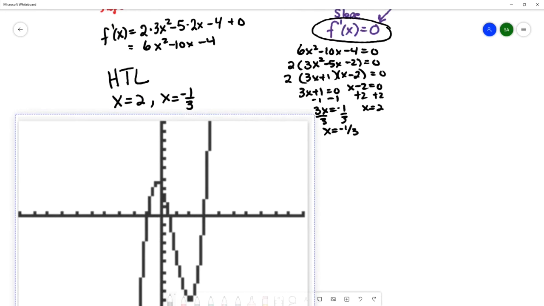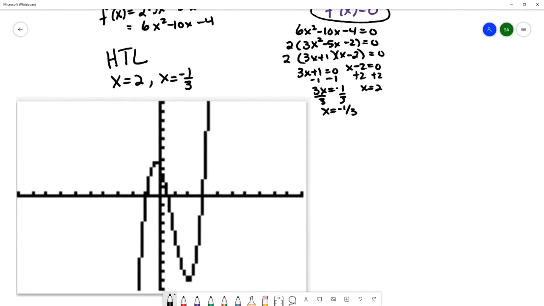What you'll notice about this graph is that at x equals 2, which is right here, you can see this little dip in the graph, and we would have a horizontal tangent line at that point. And then we have a little peak over here, and that's going to probably be at negative 1/3. And at that point, we have another horizontal tangent line.